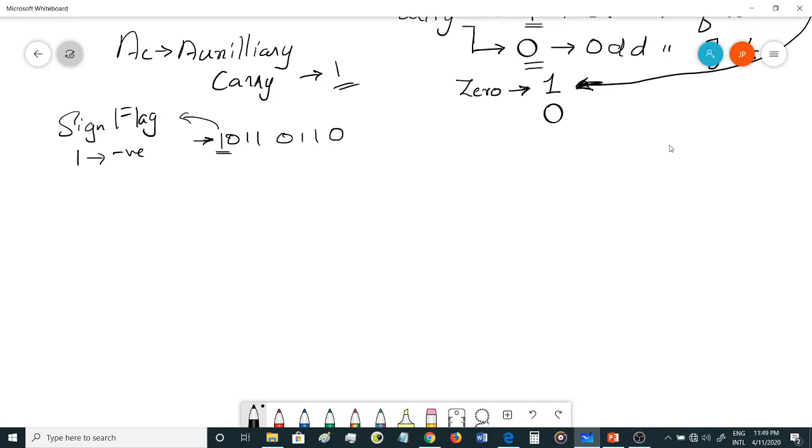If the result was, let's say, when you added two numbers you got a result 0101 0111. Here the MSB is 0, which means that the result is positive. So this is what will be copied into your sign flag.